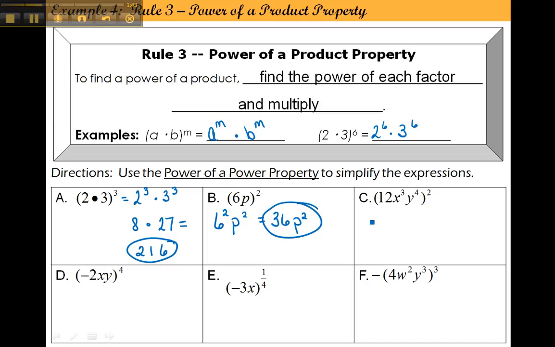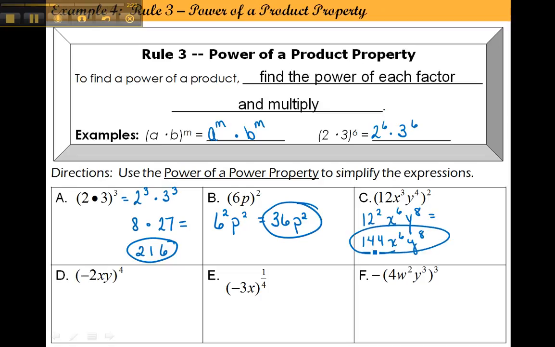Letter C, we have 12 to the 2nd. And then remember, when we raise a variable with an exponent to a power, we multiply that, so that becomes x to the 3rd times x to the 2nd, which is x to the 6th. Y to the 4th times the 2nd to the 2nd becomes y to the 8th. Then we want to simplify our number here. 12 squared is 144. X to the 6th, y to the 8th.